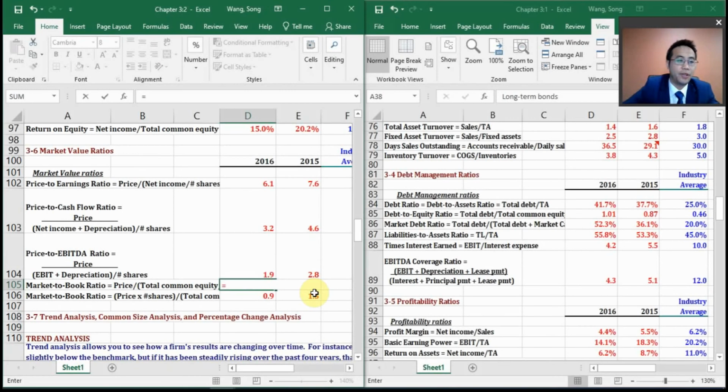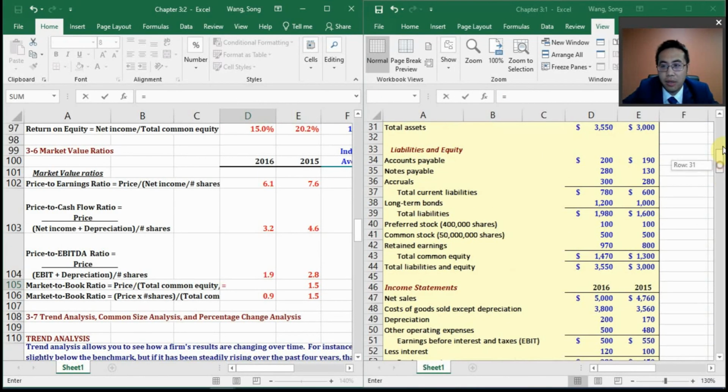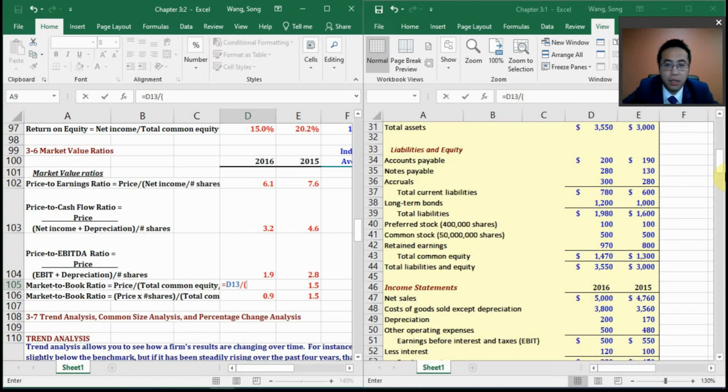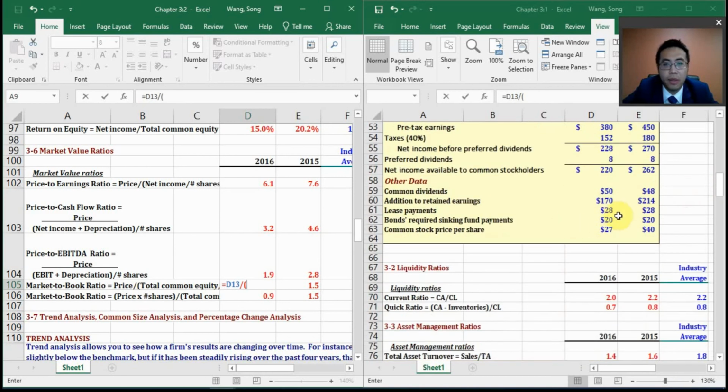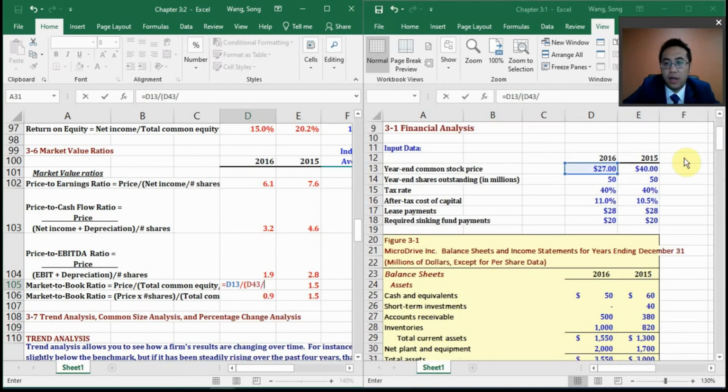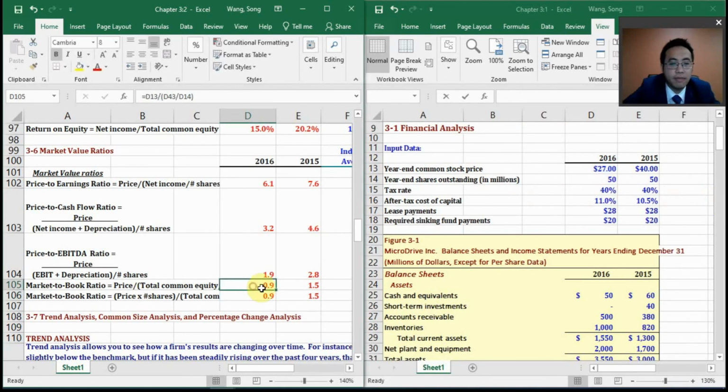The market to book ratio here at the per share level is the stock price. I'm gonna use the stock price up here in the reference window, divided by the book value per share, and the book value would be the total common equity, which is on the balance sheet. It's right here. Okay, don't forget to use the parentheses, and then divide the book value per share using the number of shares outstanding. Okay, so that's my number.